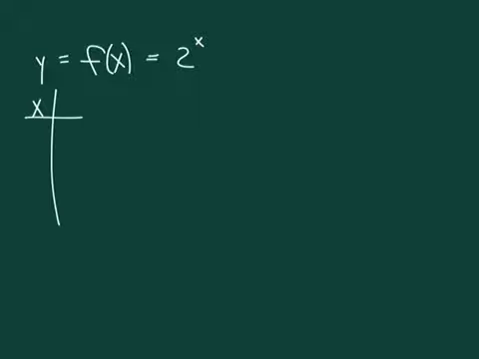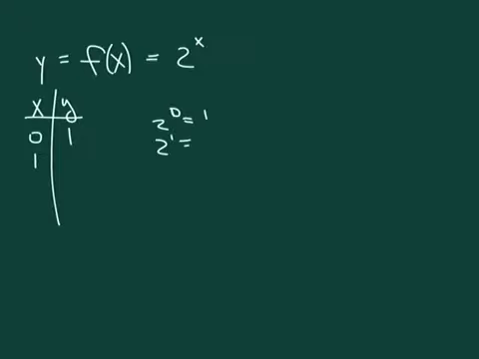So let's say that we have example 1, y equals f of x, okay, those are interchangeable, and that equals 2 to the x power. If we wanted to use a table, and we had x, and we had our y value, or our f of x value, we could put a 0 in for x, and that would give us a 1 for our y, because 2 to the 0 power equals 1.